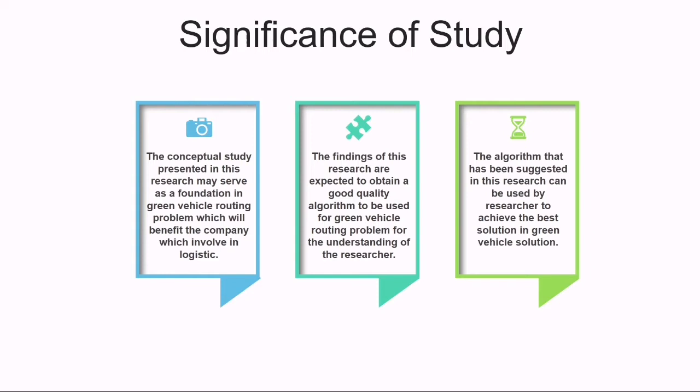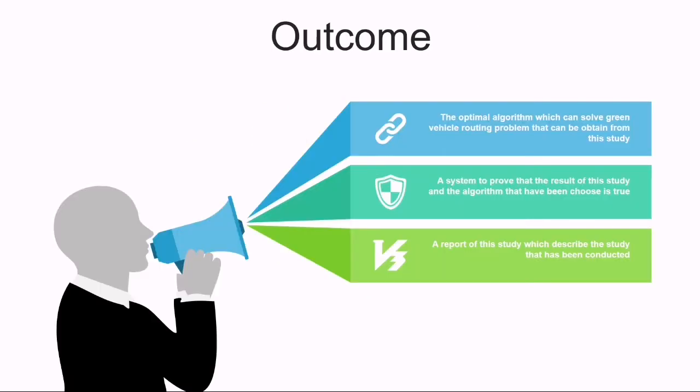green vehicle routing. The outcome of this project is the optimal algorithm which can solve green vehicle routing problem that can be obtained from this study, a system to prove that the result of this study and the algorithm that have been chosen is true, and a report of the study which describes the study that has been conducted.